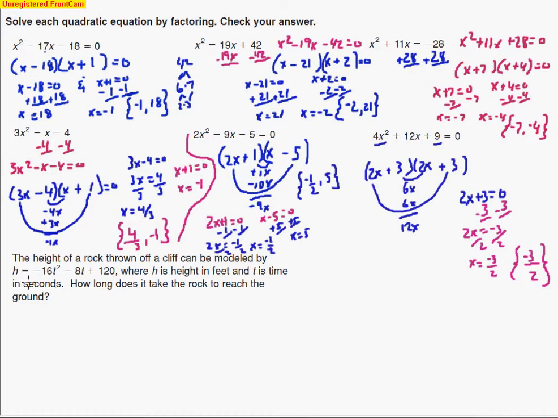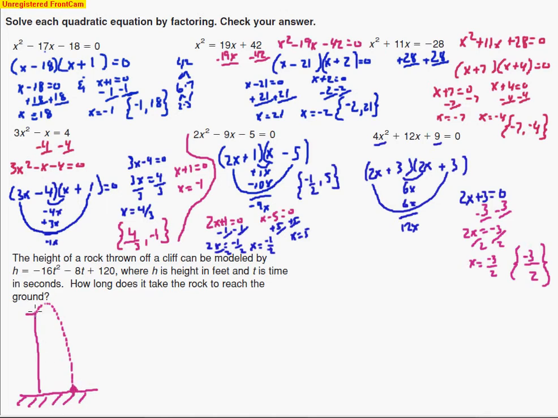So what we're going to do is model this, and I'm just going to draw a little picture about what's going on here. Here's my cliff, and the rock gets thrown up into the air, and then it comes back down, and what they want to know is how long does it take it to reach the ground. I'm going to call this the ground right here. So when will it reach this point right here? That's what I want to find out.